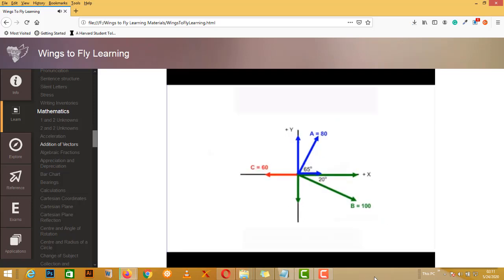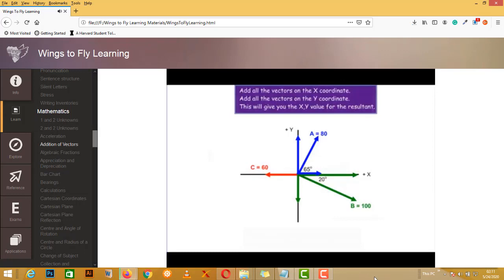Let's take a closer look at what we actually do with all of these components. We'll be adding up all the vectors in the x coordinate and also adding up all the vectors on the y coordinate, and we'll use these to determine the resultant. So to make this look a little bit easier, let me take away the original vector A and vector B, and we're just going to work with the components.